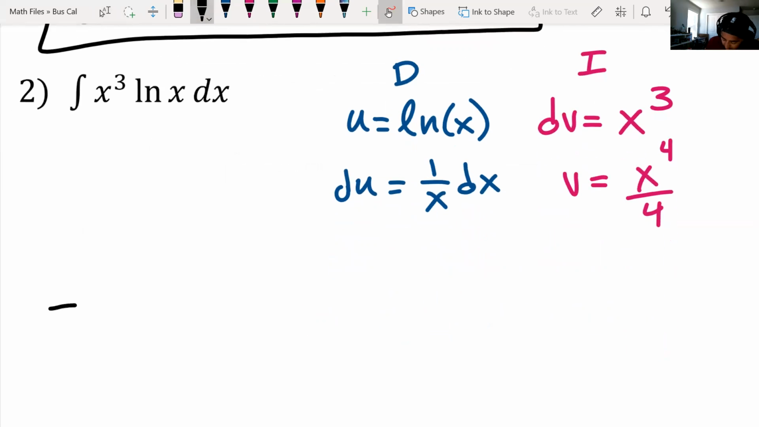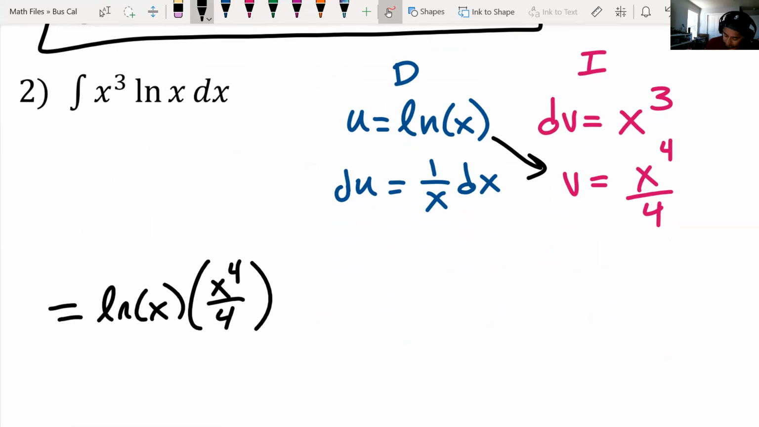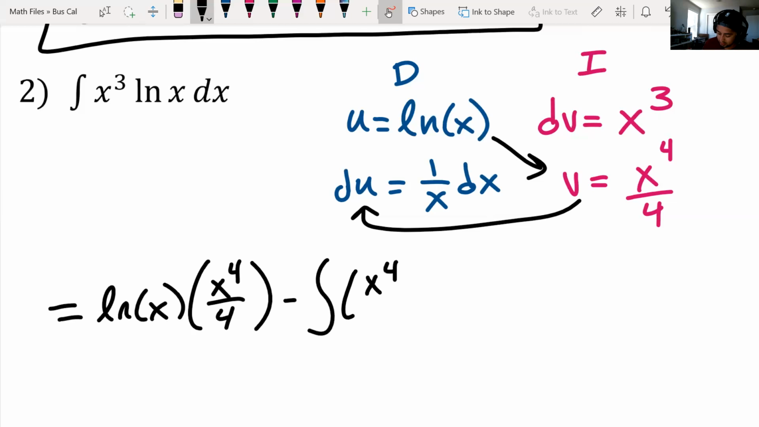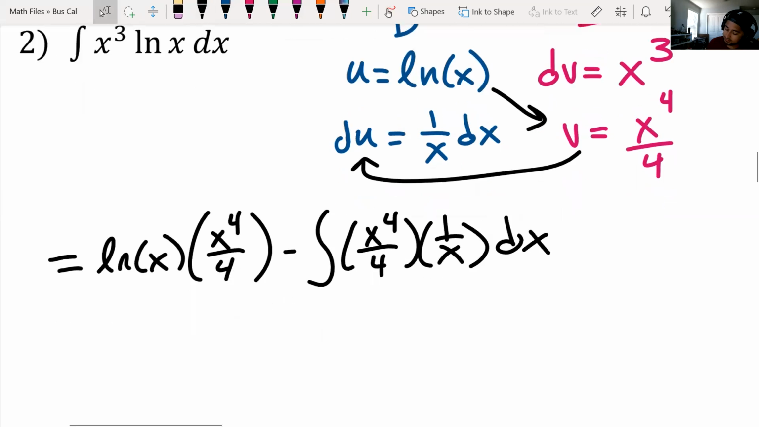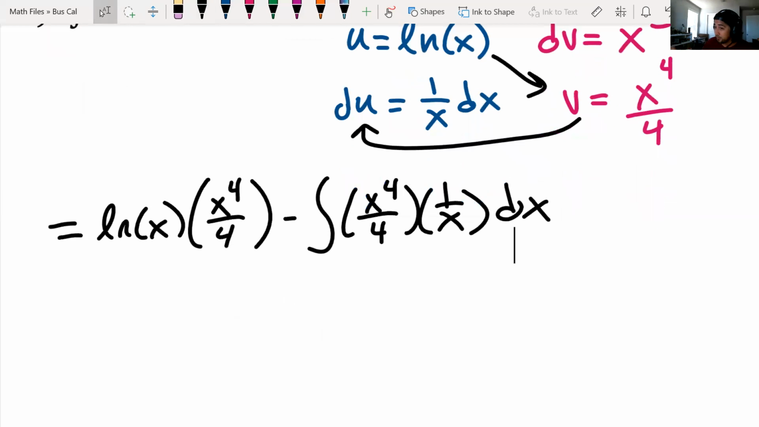And I'll just start by following the formula. u times v, natural log of x, times x to the 4th over 4, minus the integral of v du. x to the 4th over 4 times 1 over x dx. There it is. We're all set up for integration by parts.